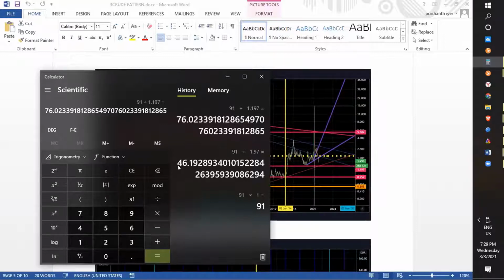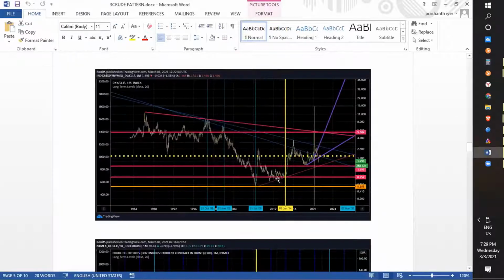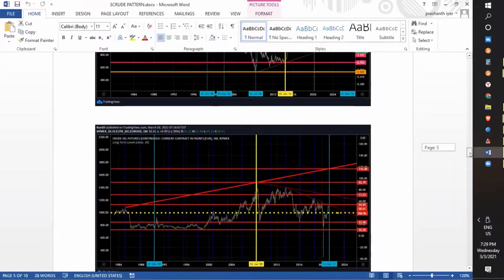And even if that breaches, say 91 divided by 0.75, that's $120. You can see that in 2014, it actually made that mark. It could be much higher, $190 also, but we don't know yet. So it has to breach that point, 75, 76. We'll come to that technically.